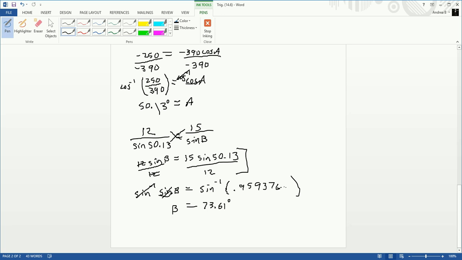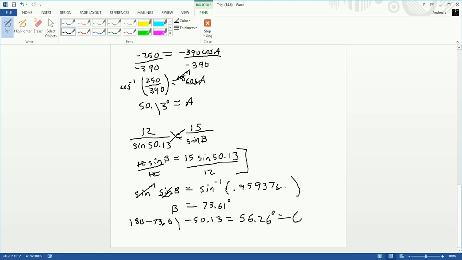Remember, once you have 2 of the angles, to get the third angle, you can subtract them from 180 degrees. So you'd have 180 minus the 73.61 that we got for angle B, and also subtract off the 50.13 that we got for angle A. Then for angle C, it looks like we get about 56.26 degrees.